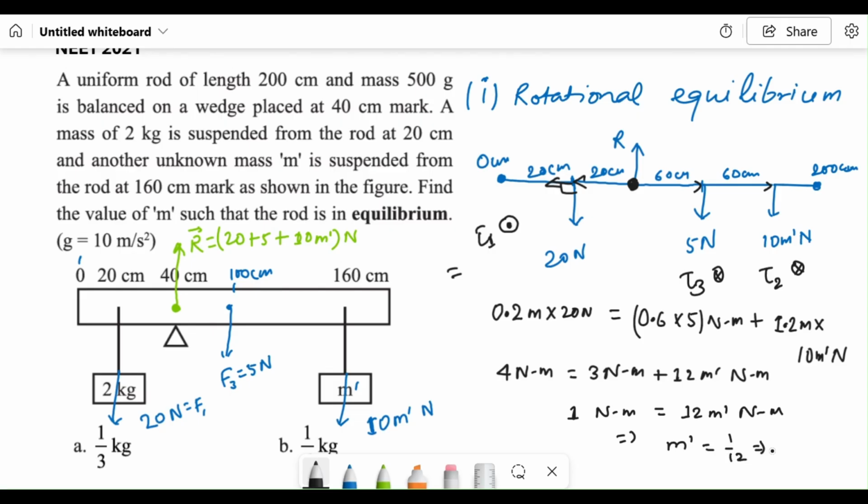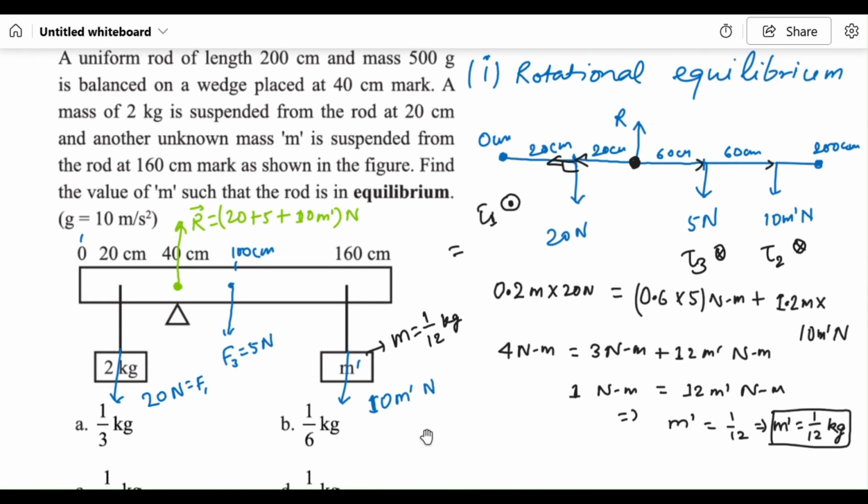And if this quantity is mass, it should be 1 by 12 kg. We are getting here M prime as only a numerical figure because in this Newton we have considered its mass in kg already. So there is no need to worry about that. So here we have the answer. Mass of this body should be 1 by 12 kg. Let's check if it is there or not. So yeah, it is here.